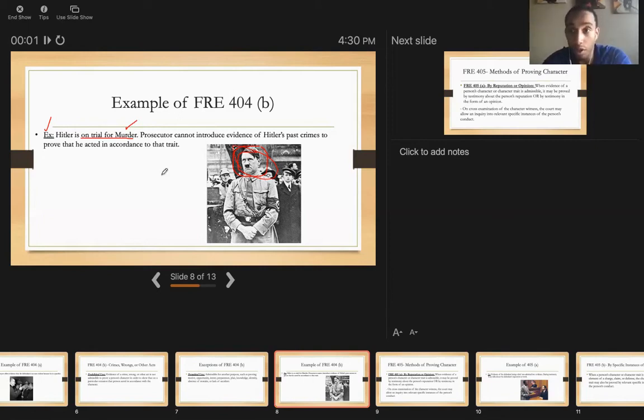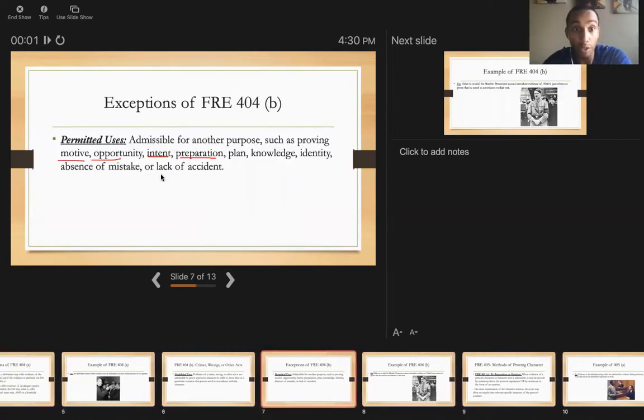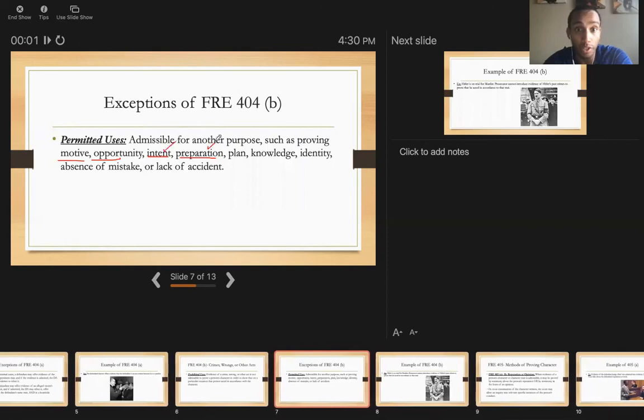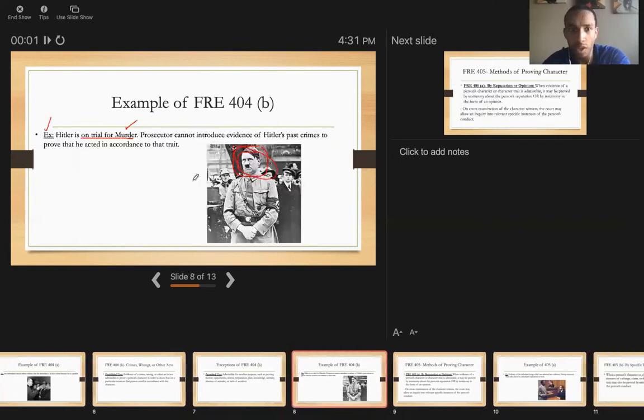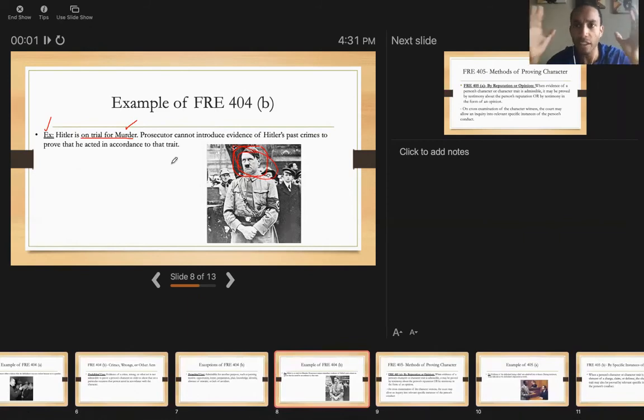the Jews in that trial, unless we go back to our exception here, unless the prosecutor is trying to prove Hitler's intent, preparation, plan, knowledge, identity, absence of mistake, lack of accident, motive, opportunity, etc. So the prosecutor is using Hitler's crimes of killing the Jews to prove the following here. That'll be fine in court. That's perfectly okay. But the prosecutor cannot use Hitler's past crimes of killing the Jews to say that, okay, look, because he killed the Jews, of course he killed the German soldier. He acted in accordance with that crime. The prosecutor cannot do that at all, okay?